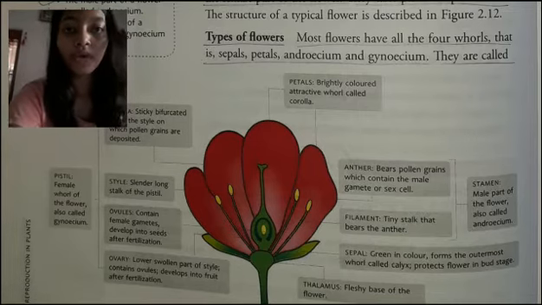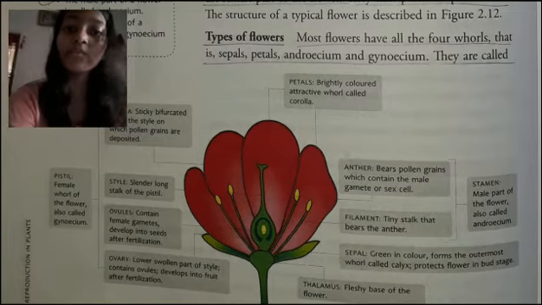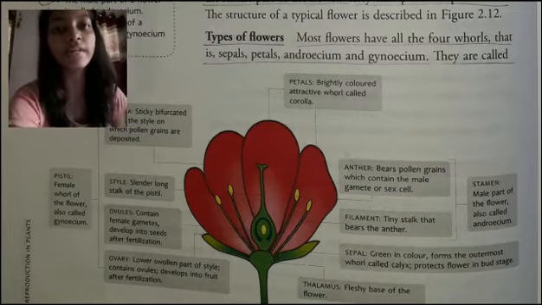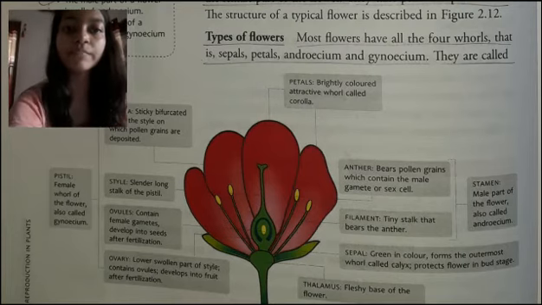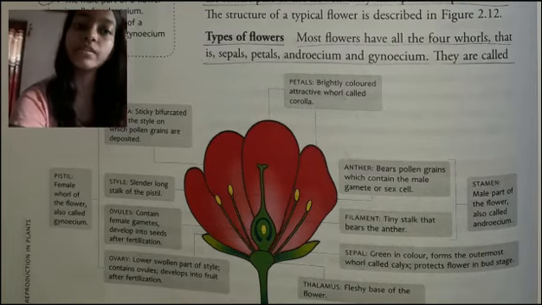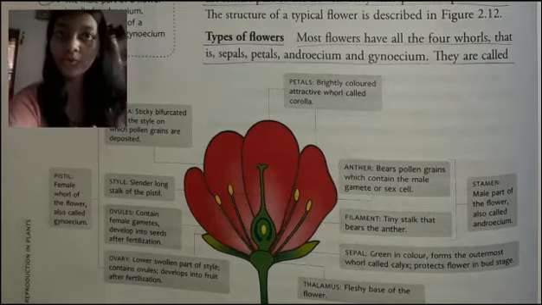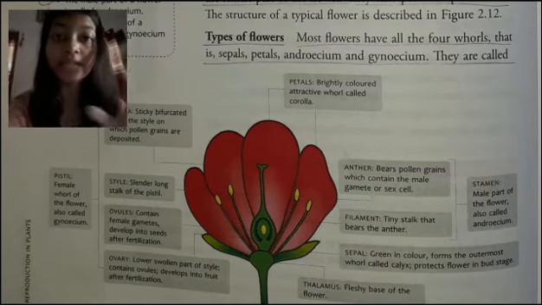Ovules contain female gametes and develop into seeds after fertilization. So ovules are the only part that develops into seeds once the fertilization is done. Ovary, the lower swollen part of the style, contains ovules and develops into fruit after fertilization. So this ovary only turns into the fruit which we eat. It is the fleshy part.